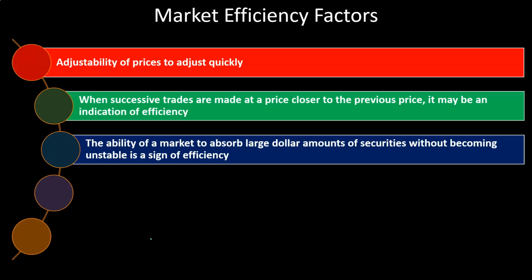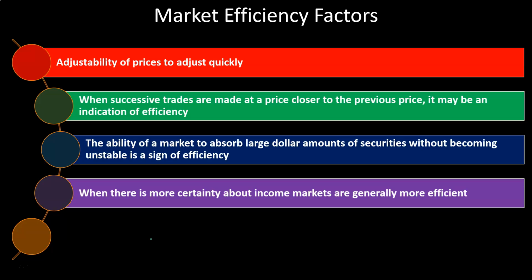So we would like the market to be able to absorb large dollar amounts without creating instabilities within the market, so that the market would still reflect actual value. When there's more certainty about income, markets generally are more efficient.